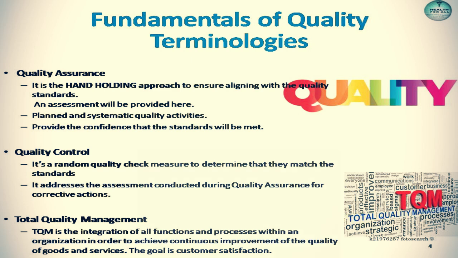Number three is total quality management or TQM. TQM is the integration of all functions and processes within an organization in order to achieve continuous improvement of the quality of goods and services. Again, the goal is customer satisfaction. That is, total quality management means when your organization or your facility is applying both quality assurance and quality control to improve your quality of service or product, and the goal is to enhance customer satisfaction. That is called total quality management or TQM.